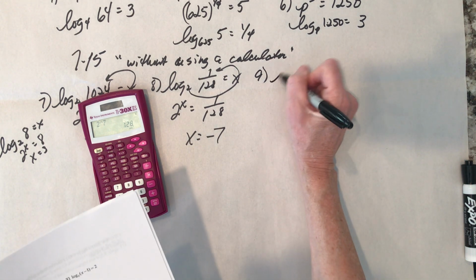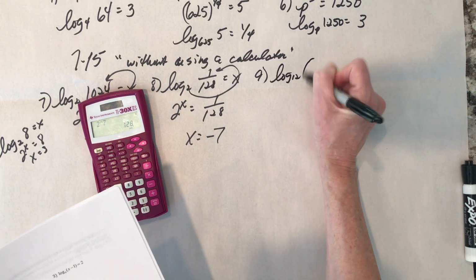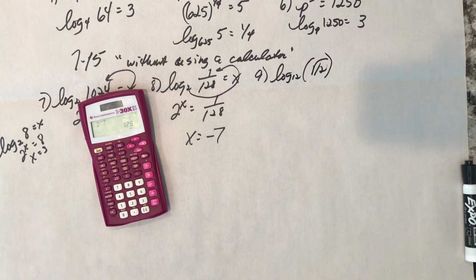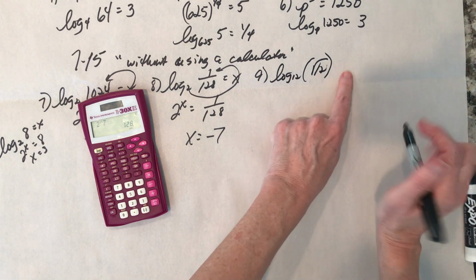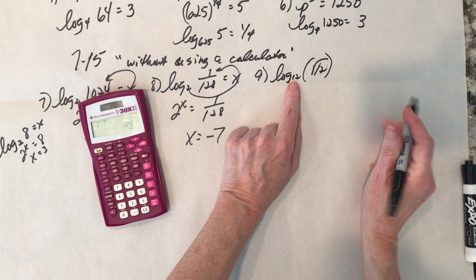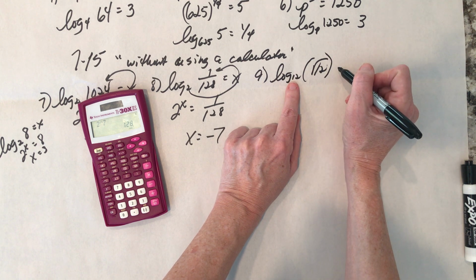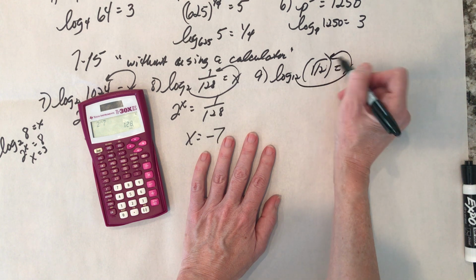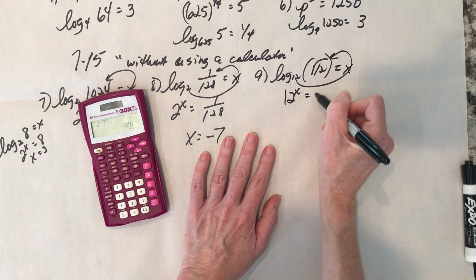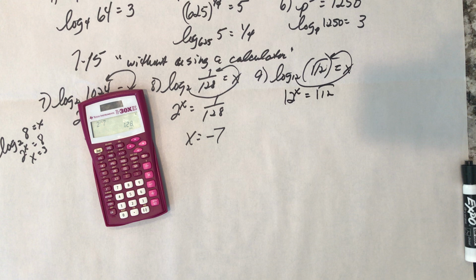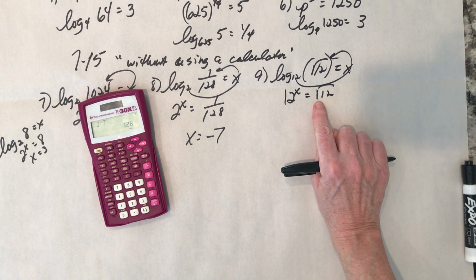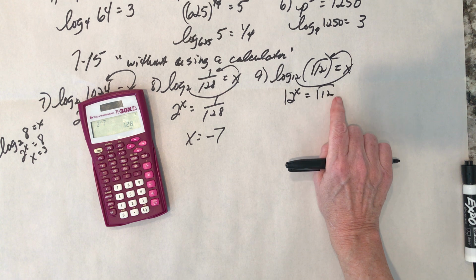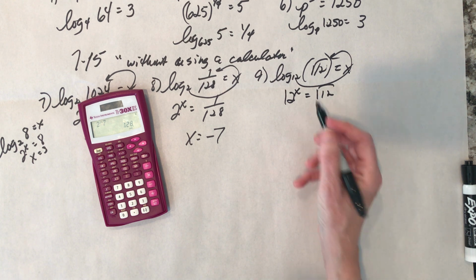Let's look at number 9. Log base 12 of the square root of 12. Again, we're looking for what is the exponent that we have to raise 12 to get the square root of 12. So let me put an x there, and let's set this up. So 12 to the x will give us the square root of 12. I'm hoping that you're getting the hang that when we have a radical, we need to change it to a fractional, to a rational exponent.